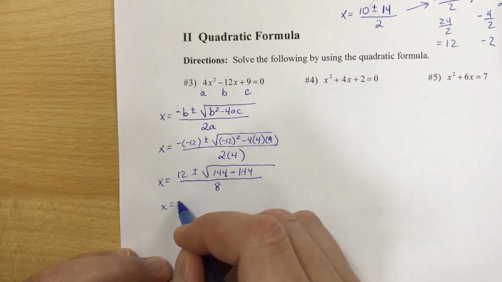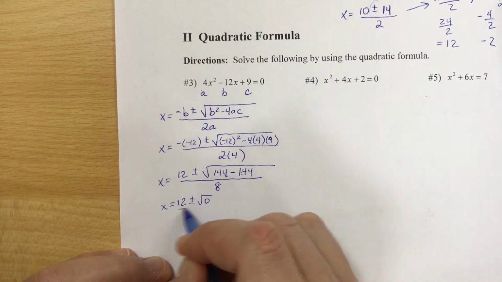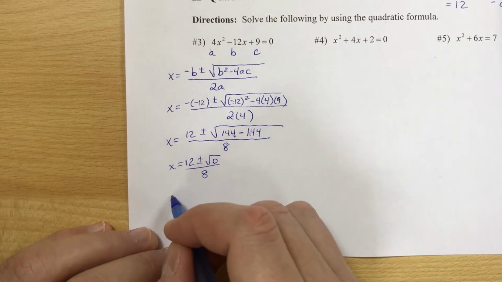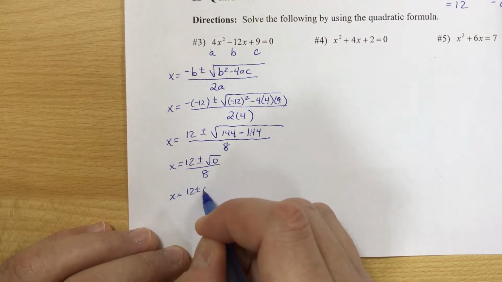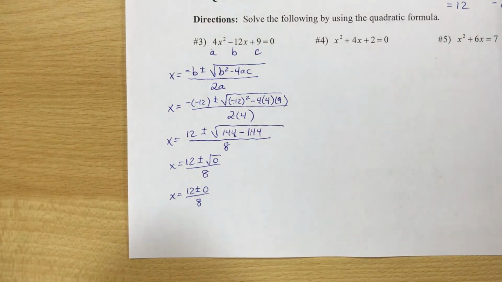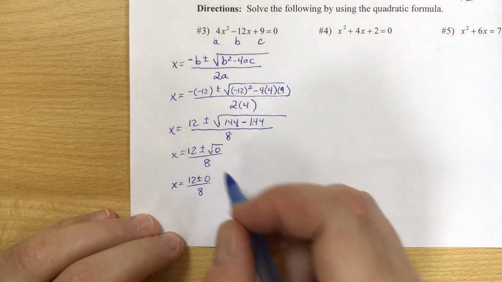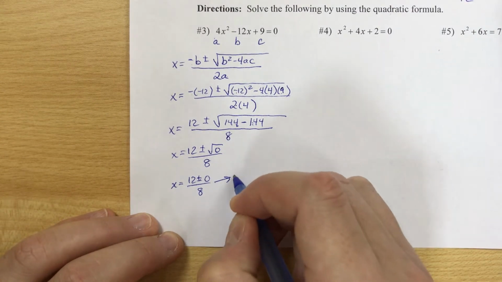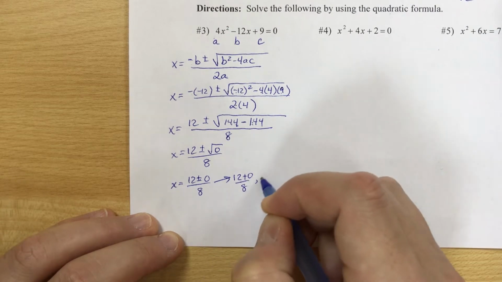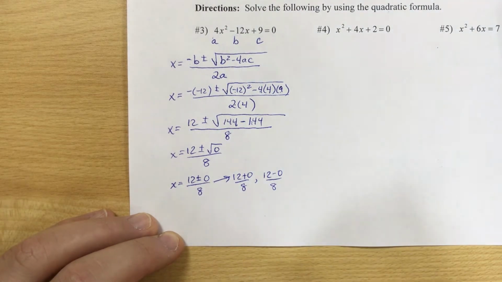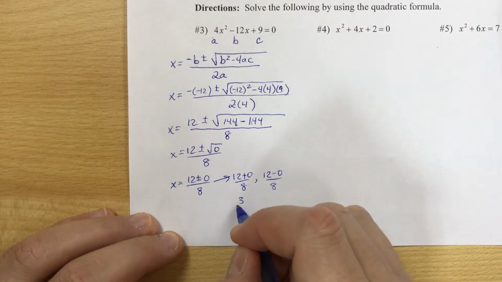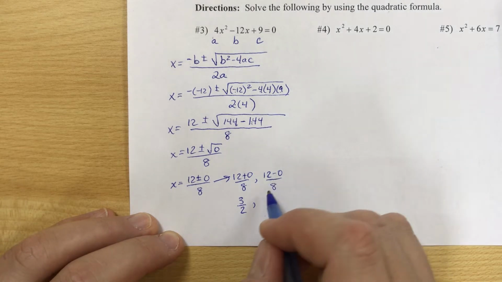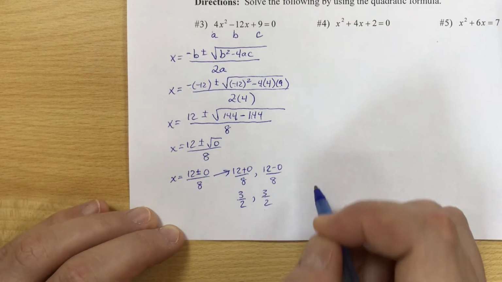So x equals 12 plus or minus the square root of 0, divided by 8. Now this is nice. The square root of 0 is 0. So 12 plus or minus 0 over 8. And now this is kind of interesting, because if I break this into my two expressions, we get 12 plus 0 over 8, and 12 minus 0 over 8. 12 divided by 8 is 3/2. But this is also 12 divided by 8, because subtracting 0 is still 0. So we get the same answer twice.